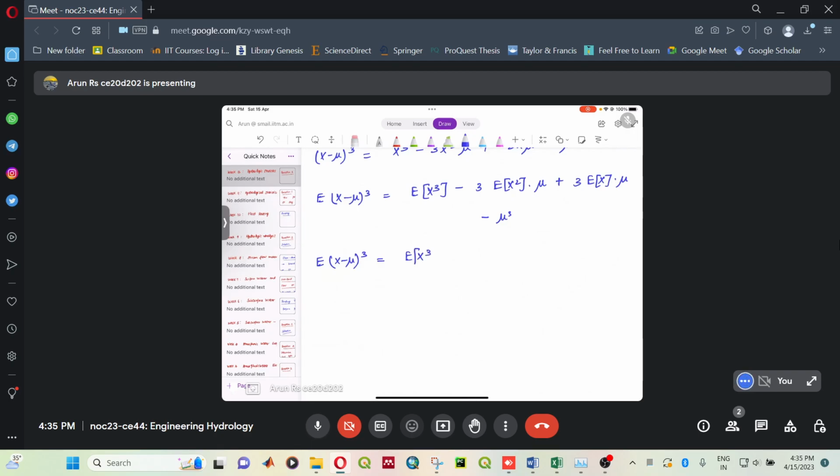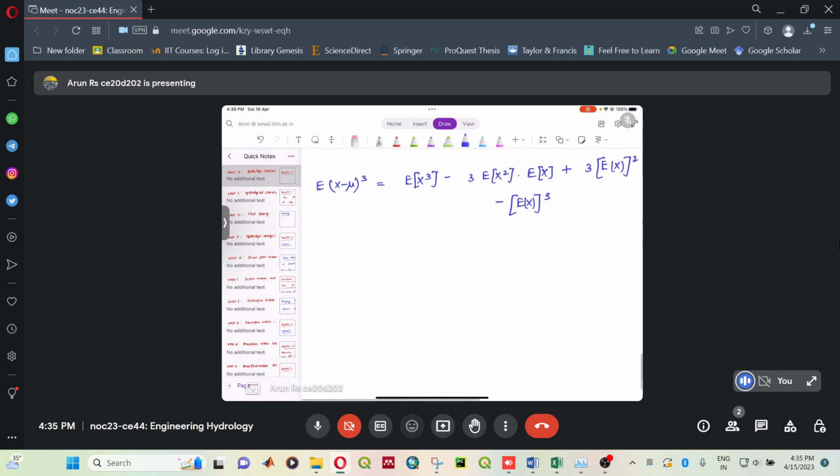So this will be E of x cube minus 3 into E of x square, we can write the mean as E of x, plus 3 into E of x the whole square minus E of x the whole cube. Now we know what is E of x square and what is E of x. Now we need to find out what is E of x cube.